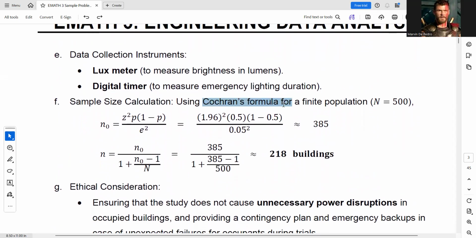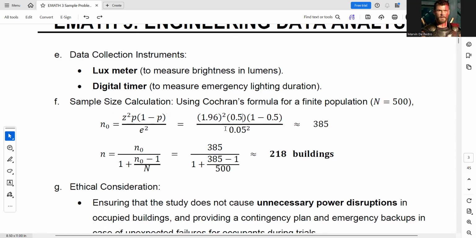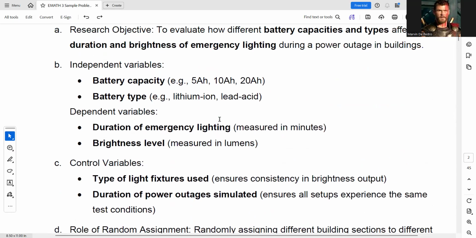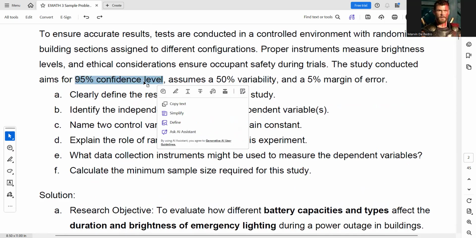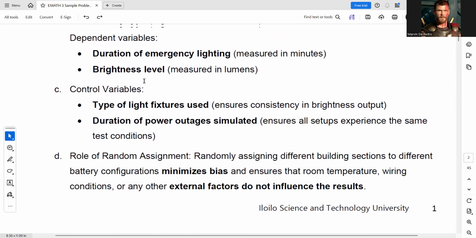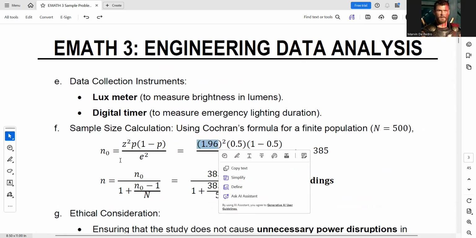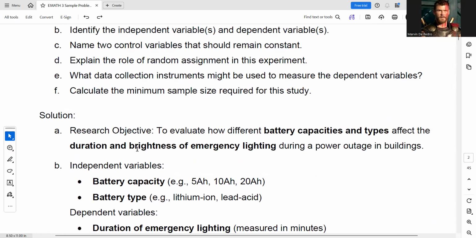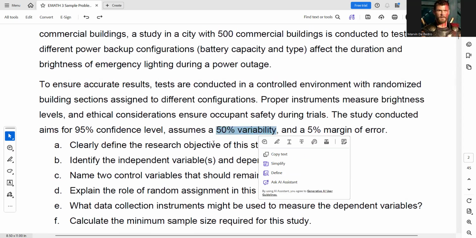We use the Cochran formula for finite population. So using this formula, we are given the P and the Z. So okay, the Z will be our critical value for the 95% confidence level. So the 95% confidence level for Z corresponds to a 1.96 critical value. That's why that's the default value of Z here. So 1.96. And then the P is our proportion. All right. The P is our variability.